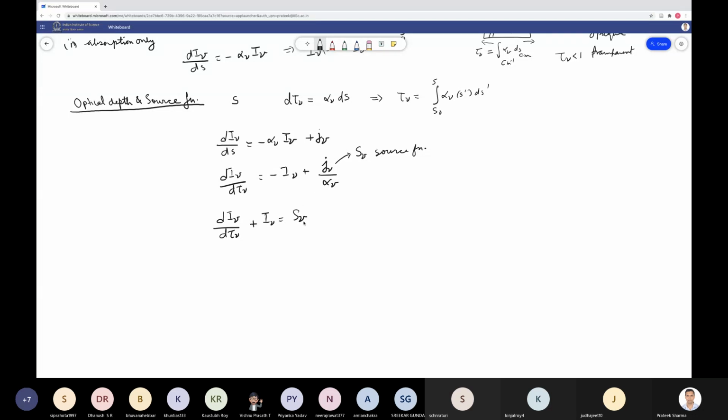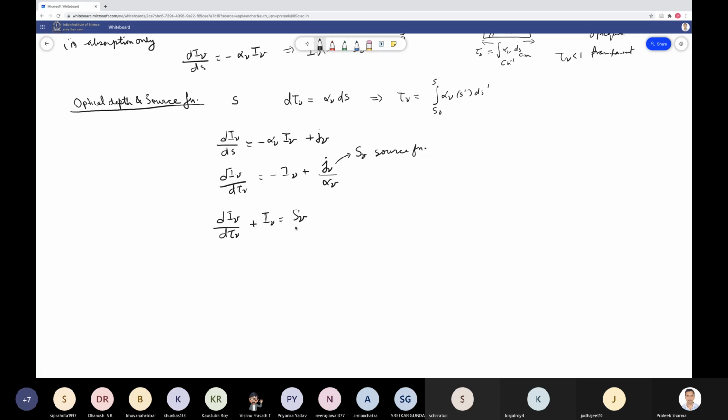Again, we assume that S nu is given. That's not generally the case, so this is only a formal solution. The actual solution of the radiative transfer equation involves solving for S nu or j nu and alpha nu self-consistently, and that's much harder. So you have this equation. How do we solve it? This is a differential equation, and now we have both emission and absorption.